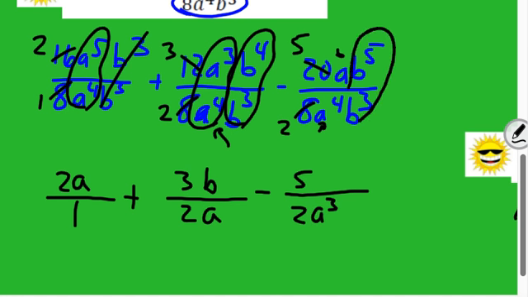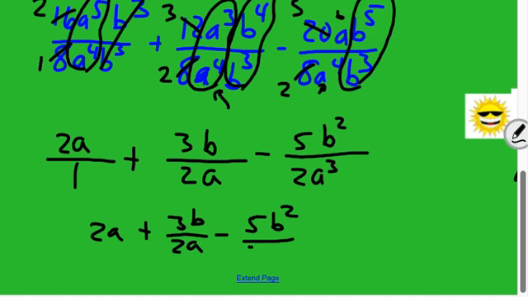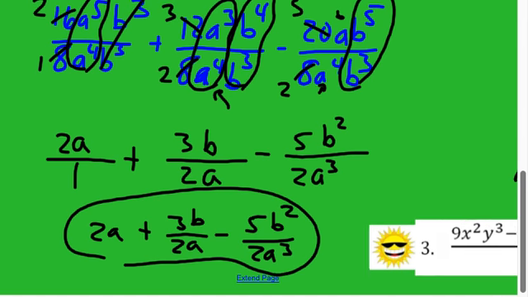And b's, I have a b to the 5th over b cubed, I have 2 more b's in the numerator, so that becomes b squared. You can clean up your answer a little bit if you want, like 2a divided by 1 is just 2a, plus 3b over 2a, you can leave your answer as a fraction. Sometimes you have to, 5b squared all over 2a cubed. And this is your simplified answer. So I'm going to have you guys try one. Let's have you guys try number 3.